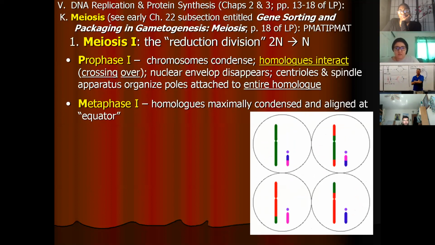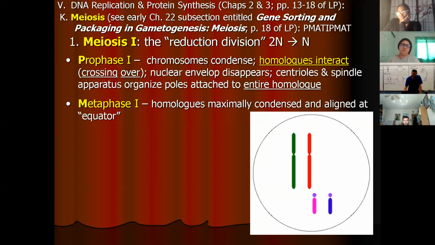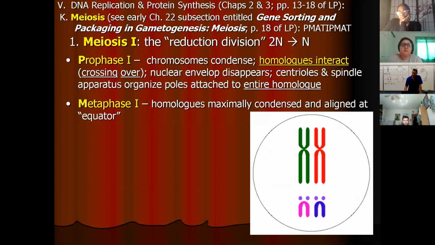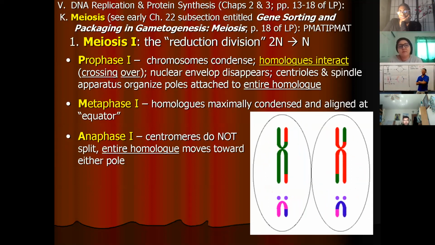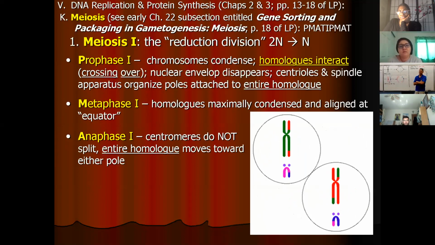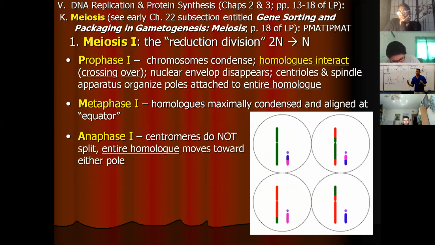In metaphase 1, they will maximally condense. They will be at the equator, but now the weird thing is that because of the way the spindle apparatus attaches, in anaphase 1 the centromeres do not split. The chromosome count does not double.